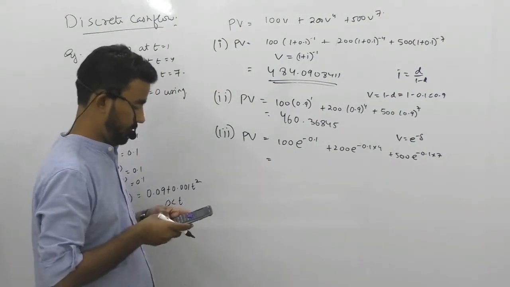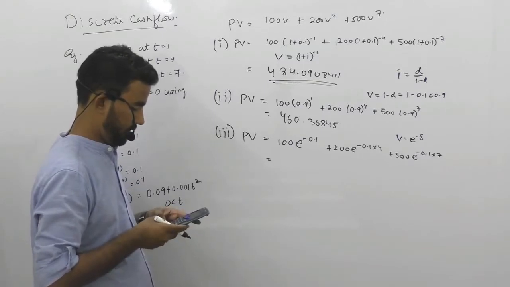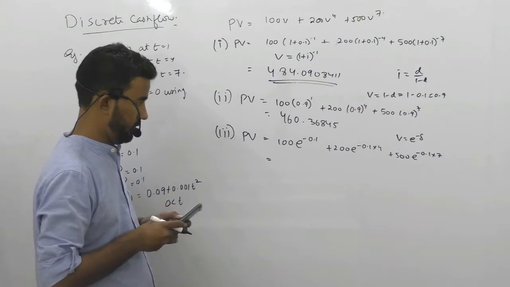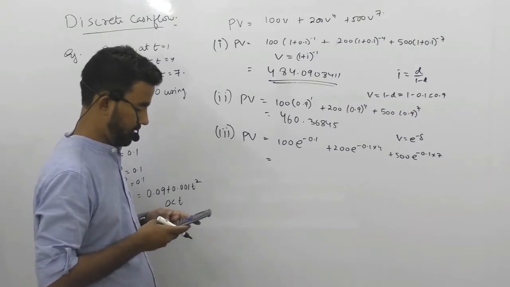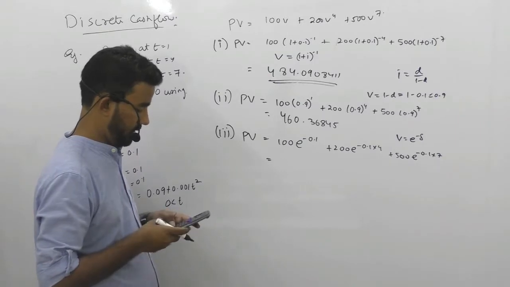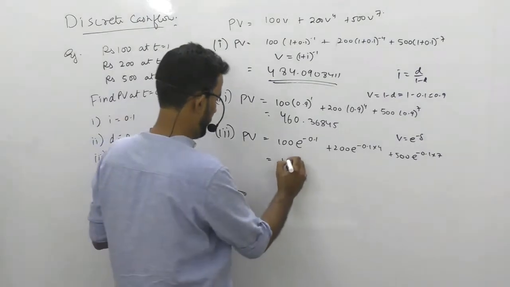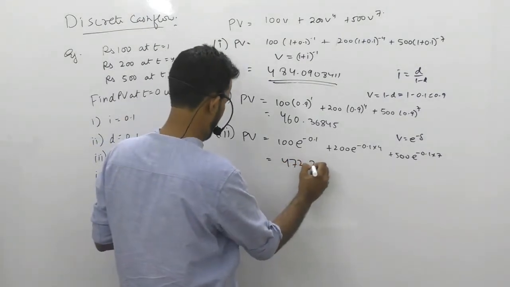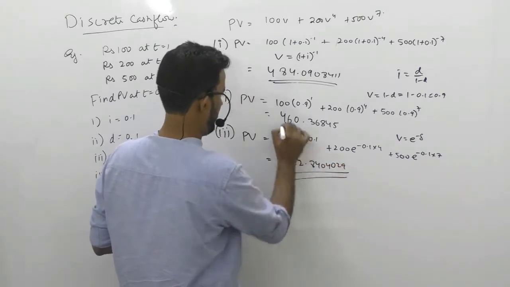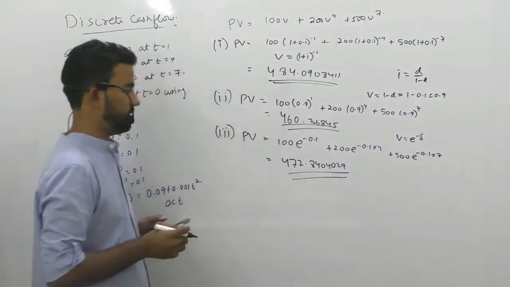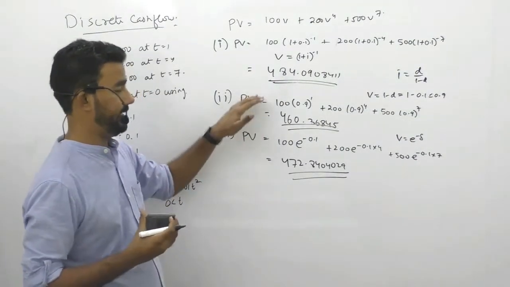100 into e raised to minus 0.1 plus 200 into e raised to minus 0.1 into 4 plus 500 into e raised to minus 0.1 into 7. So the answer that comes out is 472.84040029. This is the answer that I got when delta was 10%. So these are my answers using i, d and delta.